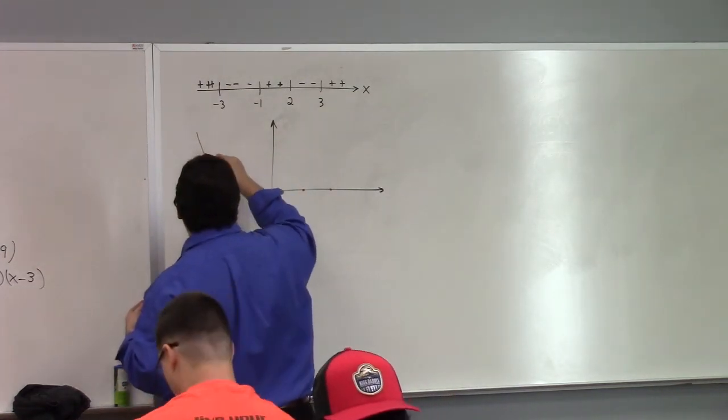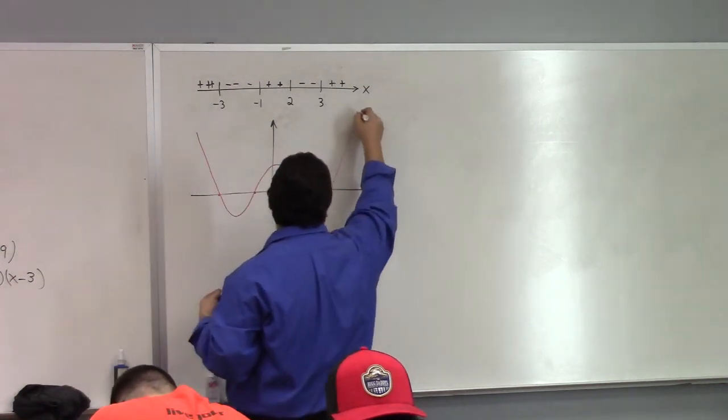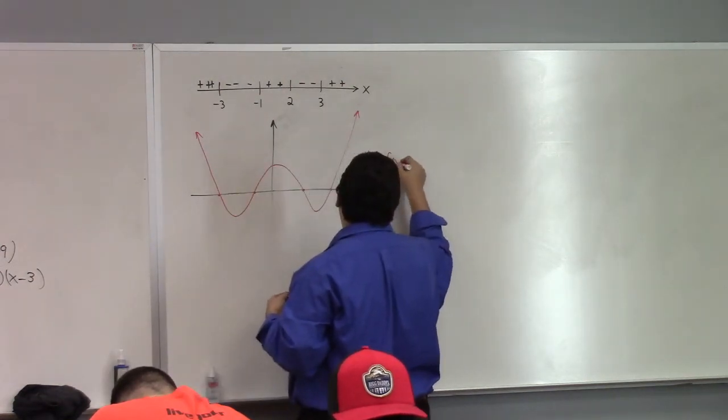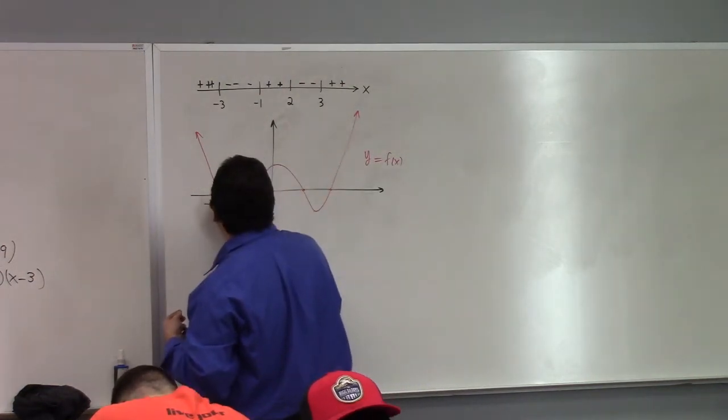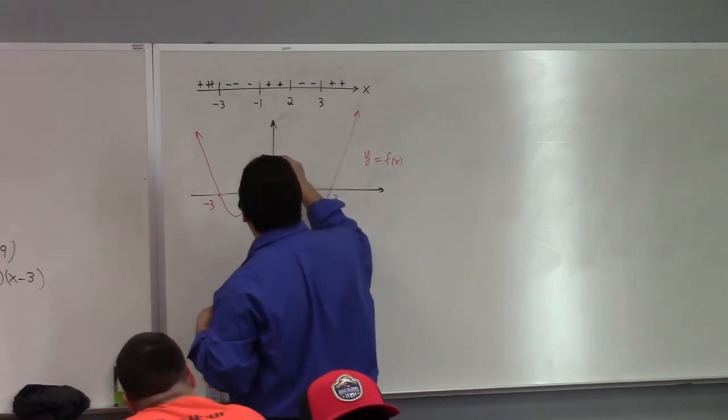We go up, we cross again, we cross back, we cross again, and there you go. There's y equals f of x in this case: -3, -1, 2, 3, and the y-intercept, like we were just saying, is 18.